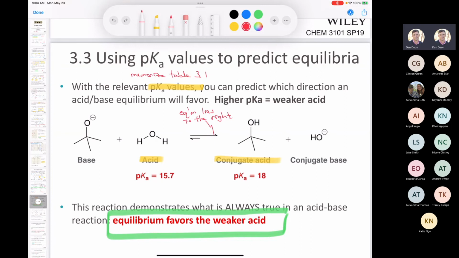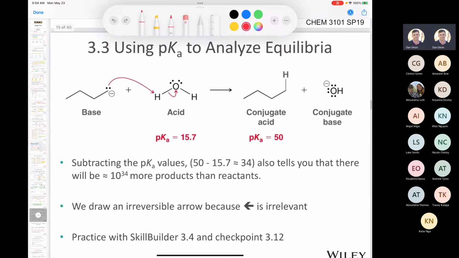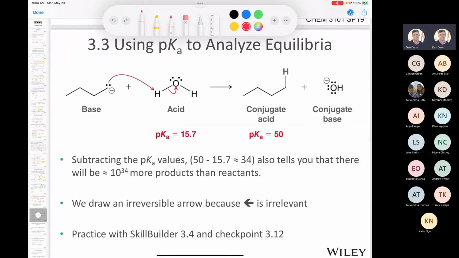All right, let's move on and look at one more concept here before we take a break. If you take a look at this reaction, you have your base. Let's look at this very carefully. This is our base. This is our acid. This is our conjugate acid. This is our conjugate base. The base is attacking the acid and taking the proton, the pair of electrons that we were using to bond the hydrogen to the oxygen in water. That bond is being broken, and that pair of electrons ends up on the oxygen to make a hydroxide ion.